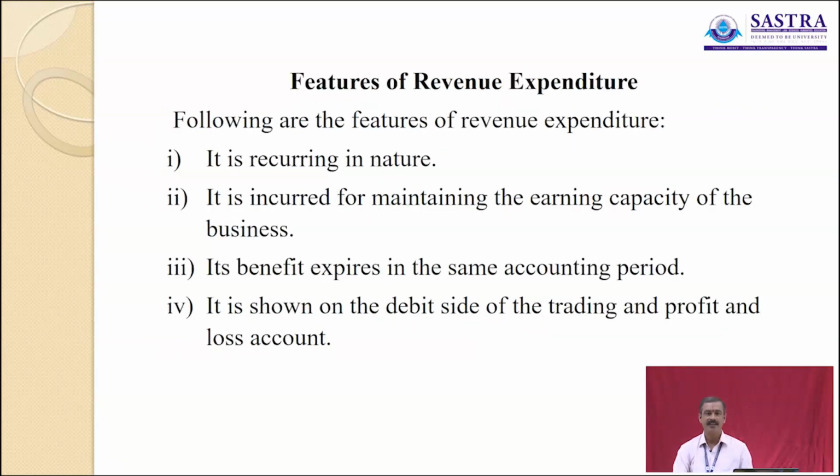Let us see the features of revenue expenditure. Following are the features of revenue expenditure. It is recurring in nature. Always these expenses are recurring in nature, and it is incurred for maintaining the earning capacity of the business. See, the capital expenditures will be spent for increasing the revenue earning capacity, whereas the revenue expenditure will be spent for maintaining such earning capacity which has been increased by using the capital expenditure.